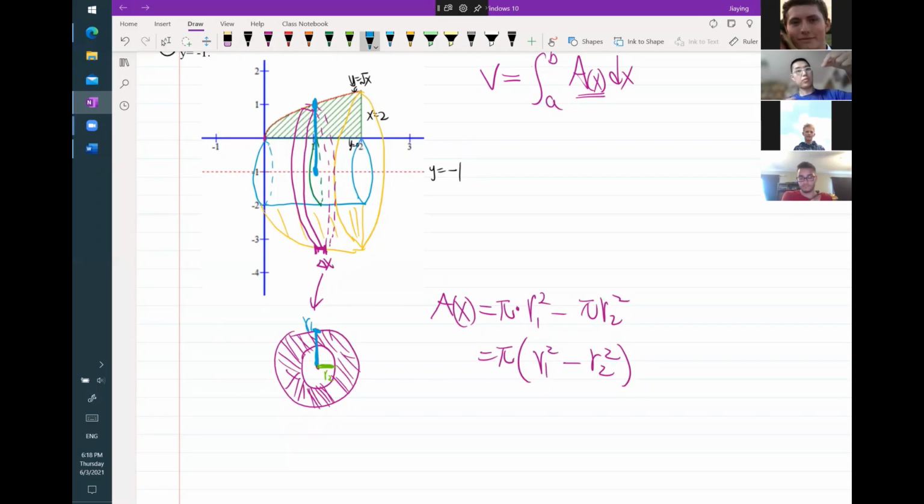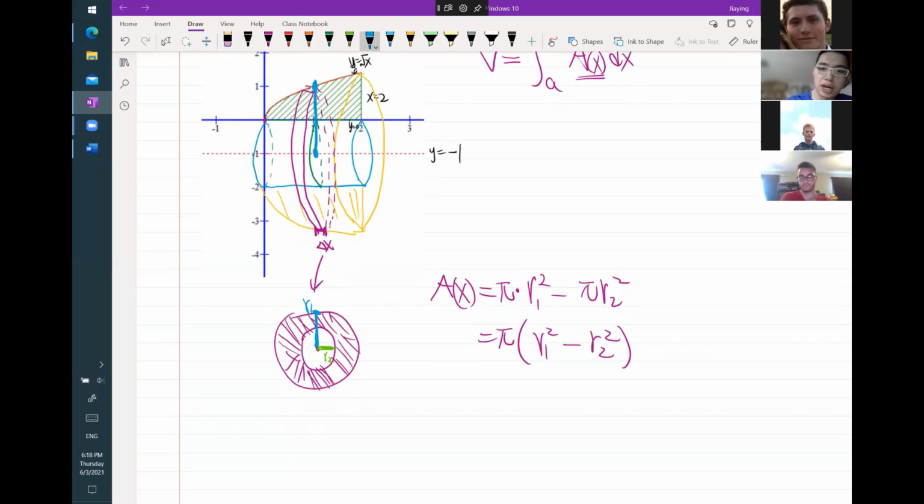That radius is just the difference from the red curve y equals square root of x to the dotted line y equals -1. So we can write down R1. R1 is equal to the distance from square root of x to the line y equals -1, so square root of x minus -1. That's the biggest radius, which you can write as square root of x plus 1. So that's what R1 is.